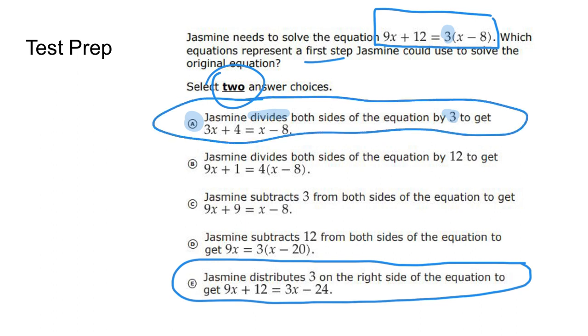If you want to look at your other answer choices and see why they're wrong, B says to divide both sides by 12. 12 is being added, so division is not its inverse. C says subtract 3 from both sides. 3 is being multiplied, so subtraction is not its inverse. D says subtract both sides by 12. Now, subtraction is the inverse of addition. So D looks like it could possibly be reasonable.